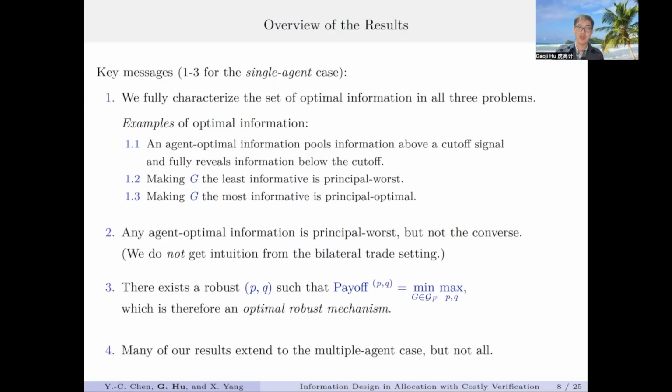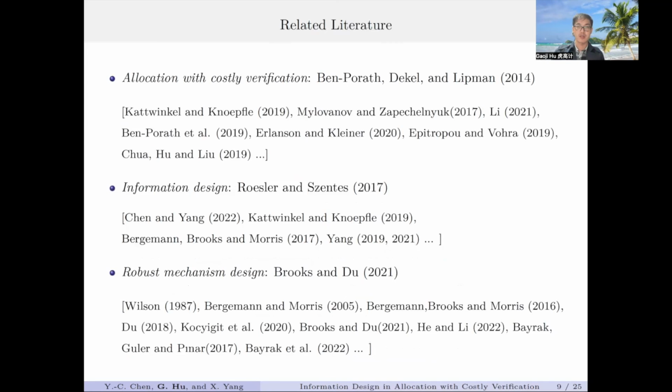Okay. So far, the results are all about the single agent case. And many of our results actually extend to the multiple agent case, but not all. So here is the literature review. And obviously, our paper is related to three streams of literature. First, allocation with causality verification. And second, information design. And third, robust mechanism design.